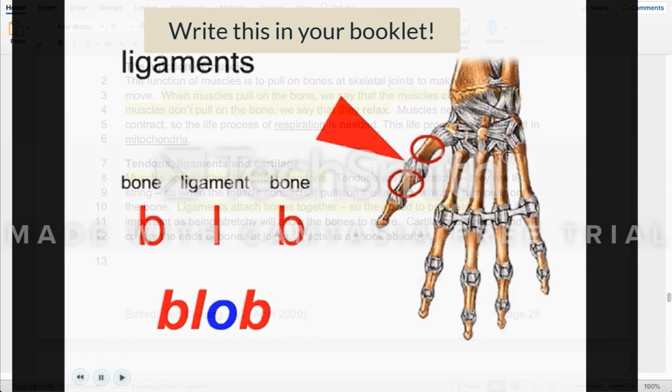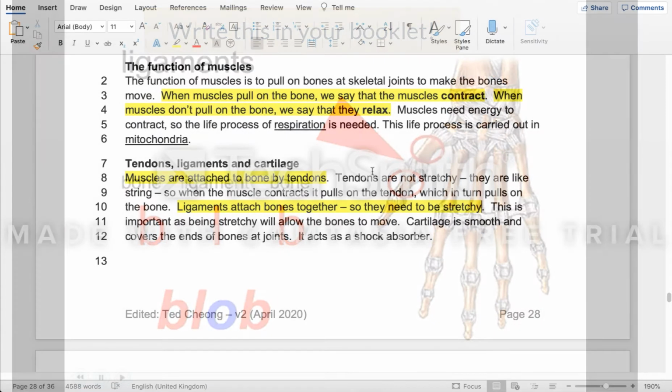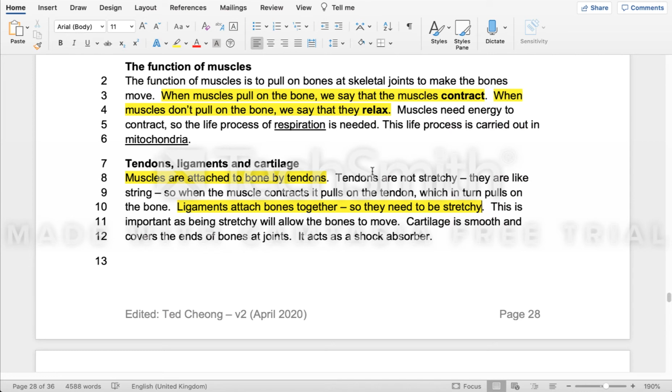Ligaments, all right, you're going to memorize the word blob, B-L-O-B. And the reason for that is you have bone, ligament, bone. B-L-B. Bone, ligament, bone. So those two words, bottom and blob, are going to help you memorize that tendons attach bone to muscle and ligaments attach bone to bone.